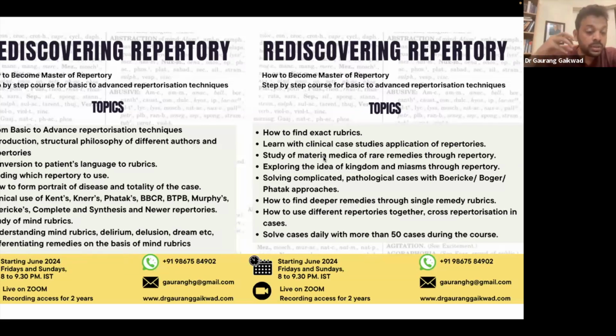lesser known remedies, how to understand bowel nosodes through rubrics, how to understand different kingdoms, miasms, solving pathological cases. If there are no symptoms, then how to use Boericke's approach, how to use Boger's approach, how to use single remedy rubrics, how to use different repertories together, cross repertorization. So this is something that we are doing. It requires a lot of work.